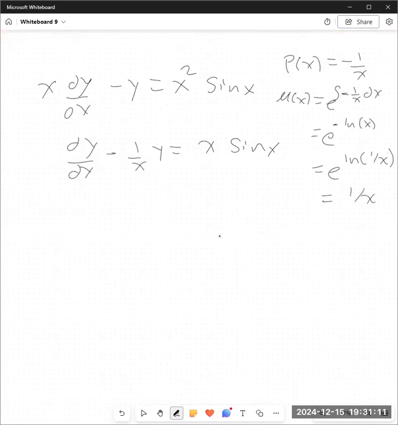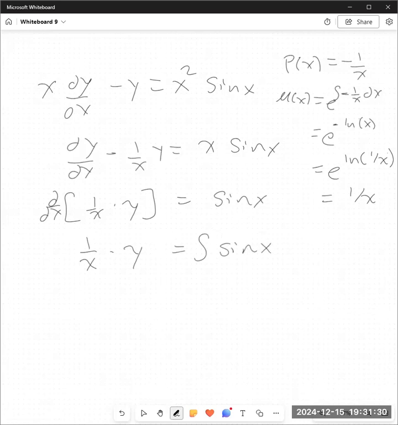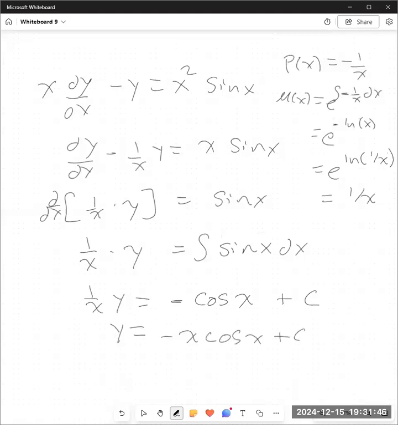So we're going to have the derivative of 1 over x times y with respect to x equal to 1 over x times x sine x, which just gives me sine x on the right side. So 1 over x times y is equal to the integral of sine x dx. It's going to give me 1 over x times y is equal to negative cosine x plus c, and y is equal to negative x cosine x plus cx. Right?